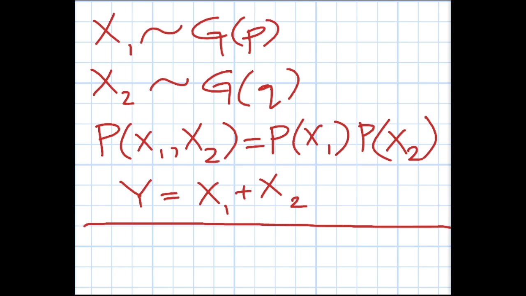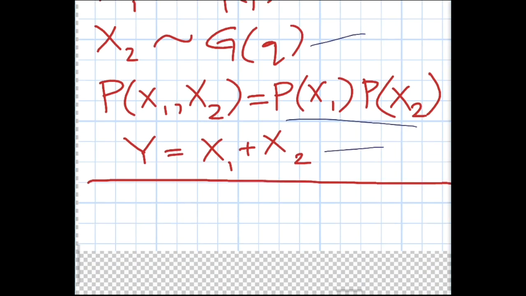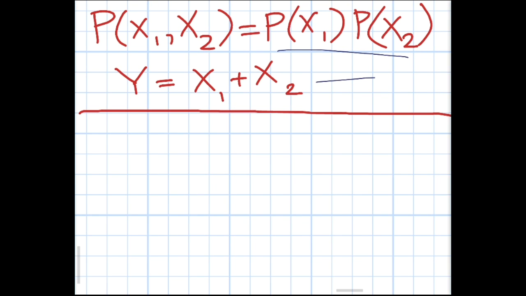Okay, so let's now calculate the PMF of a sum of two geometric random variables. So let's say that x1 is geometric with parameter p, x2 is geometric with parameter q, and they are independent. So then what we want to check is the PMF of y, which is the sum of x1 and x2.